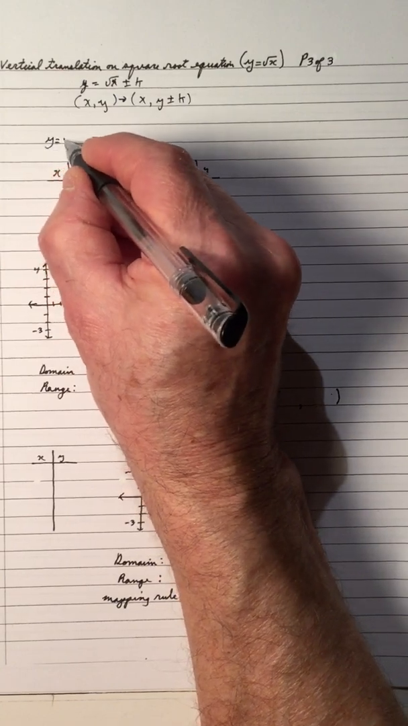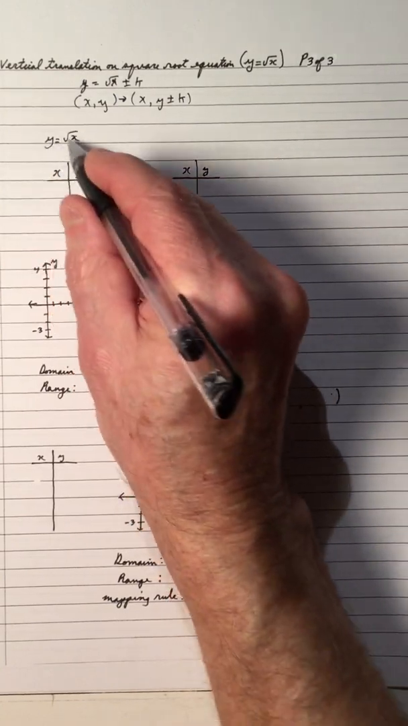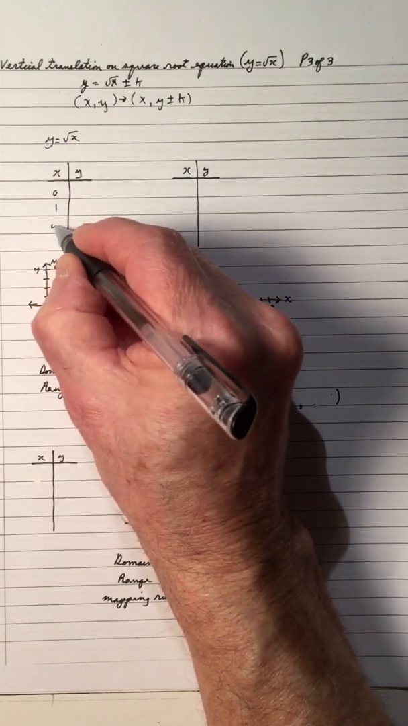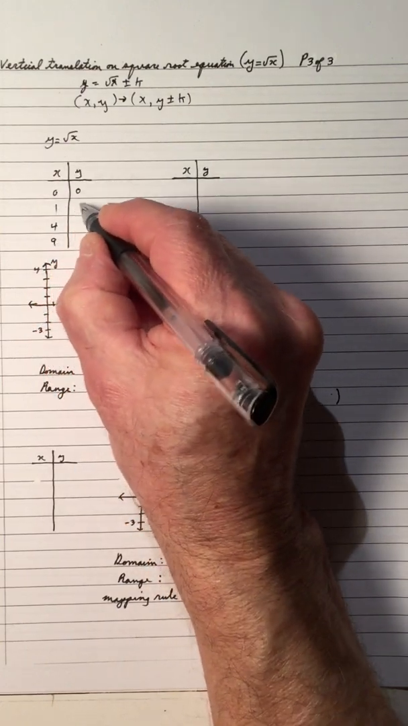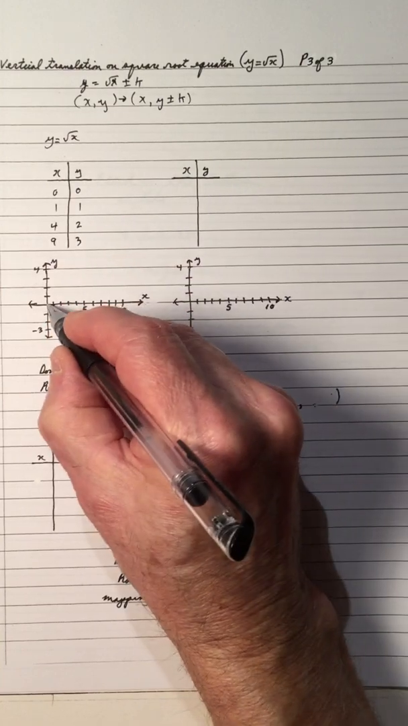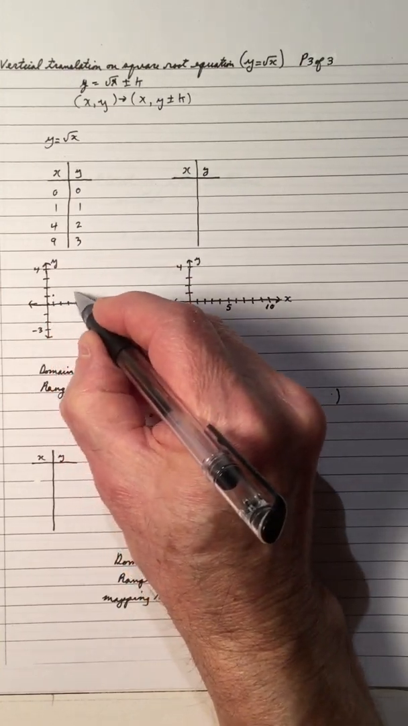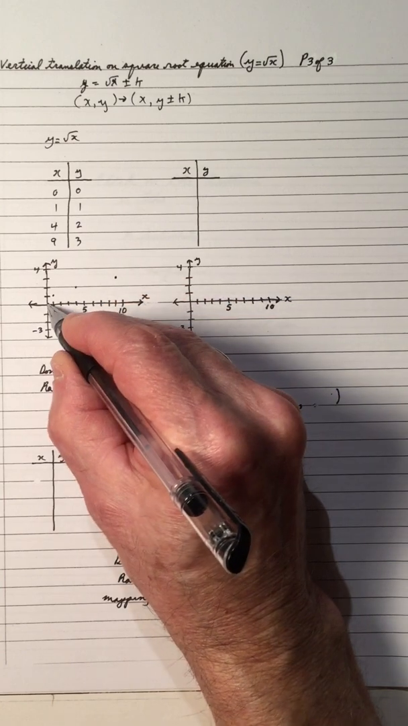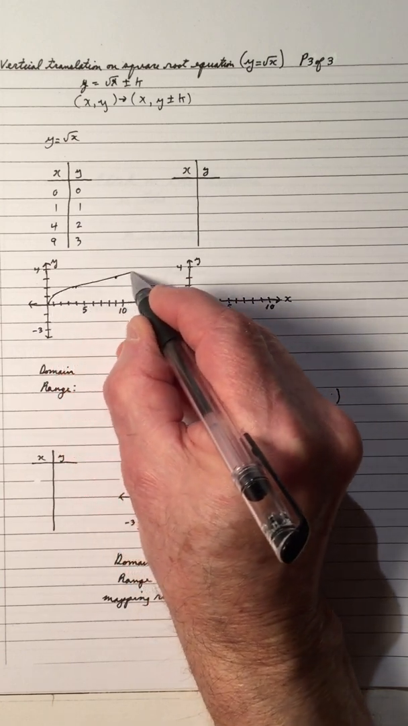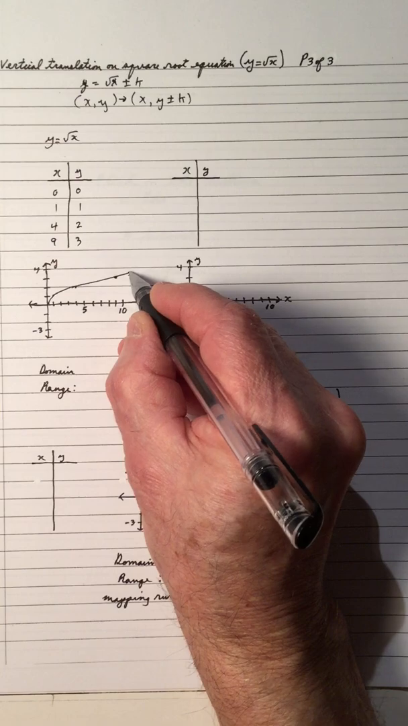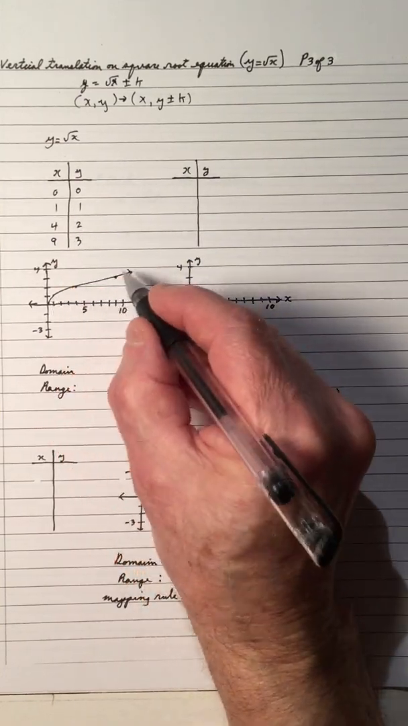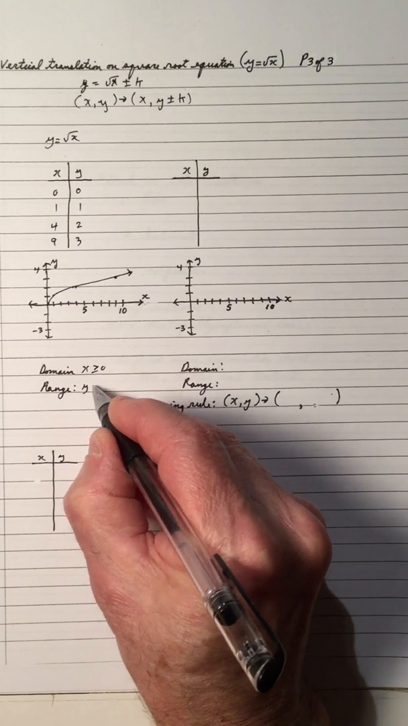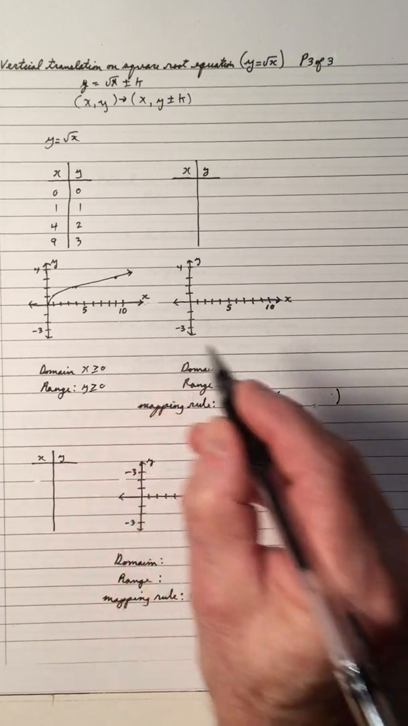So y equals root x, the basic equation for the square root: 0, 1, 4, 9, 0, 1, 2, 3. And again, I do it so often, I have it memorized now, exactly what I've got to do. There it is. That's the basic graph, basic equation. Domain is greater than or equal to 0 for x. The range is greater than or equal to 0 for the y.